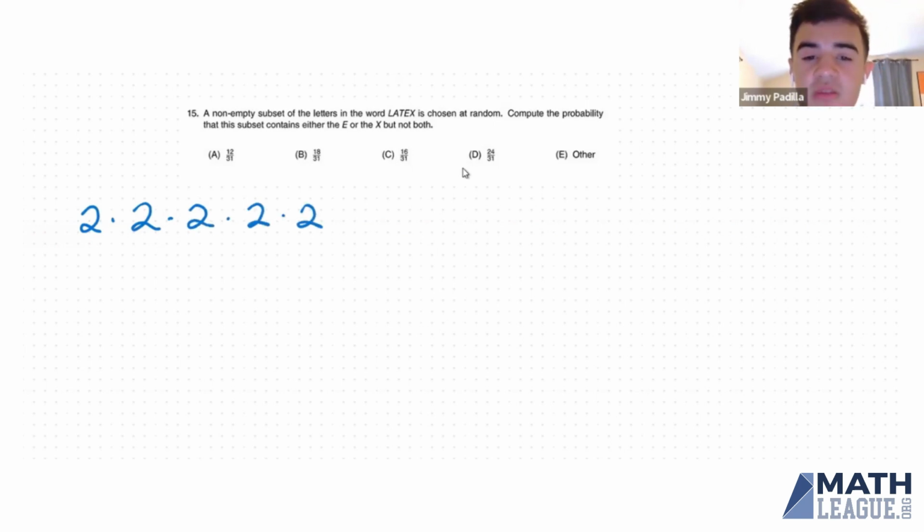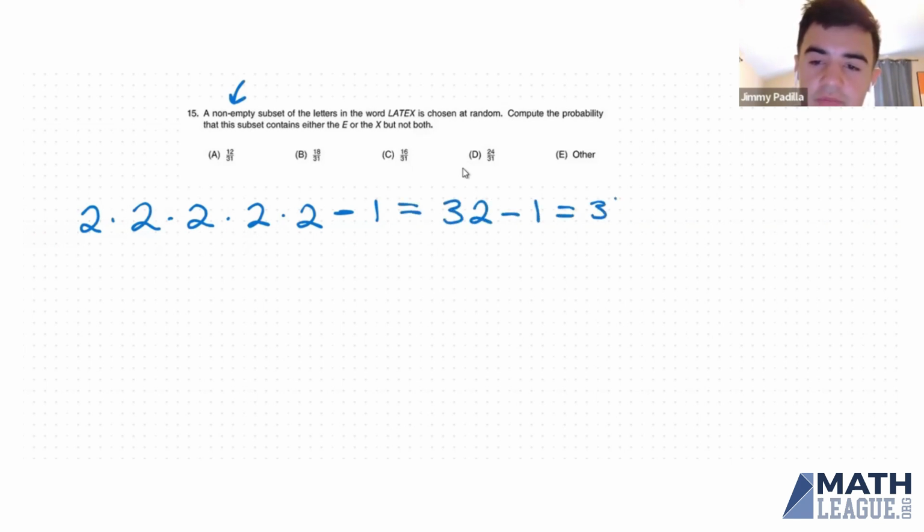But this includes the possibility where we don't pick any of the letters. So we need to subtract that one empty possibility because we're choosing non-empty subsets. That's going to become 32 minus 1, which is 31. So 31 total possibilities for non-empty subsets of the word latex.